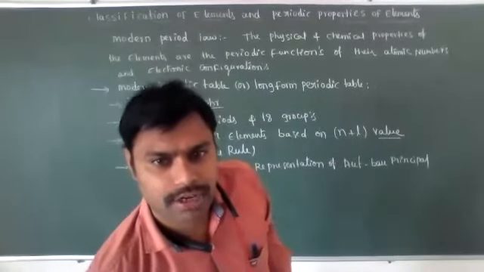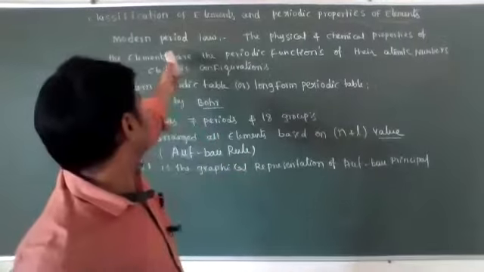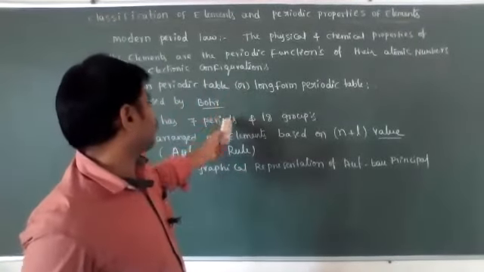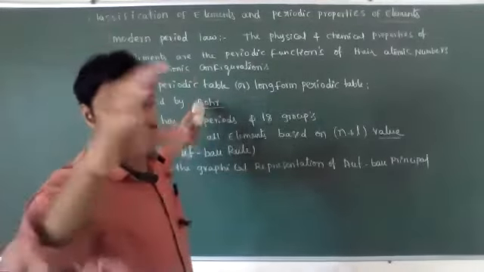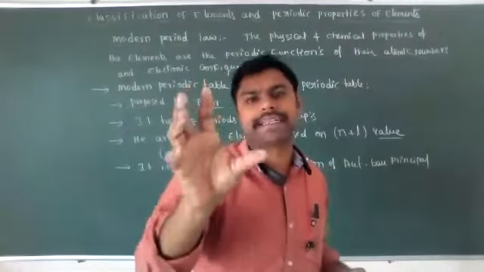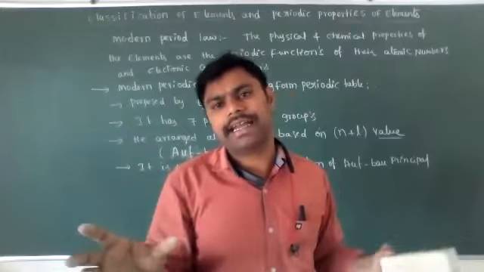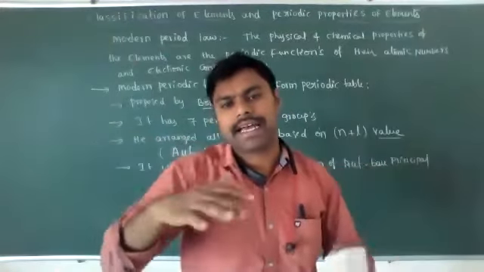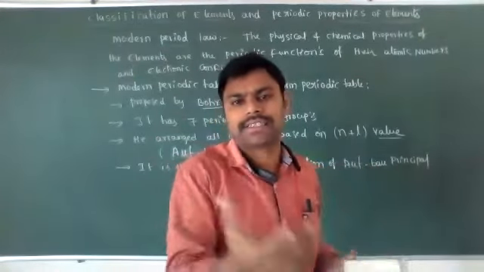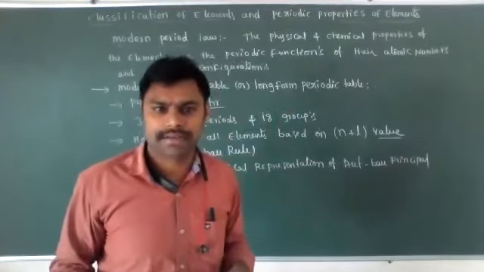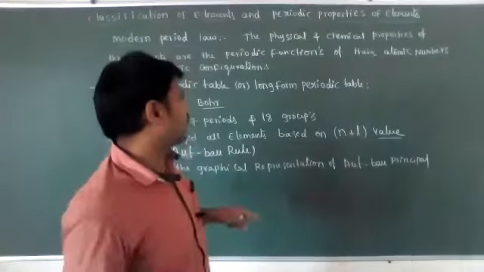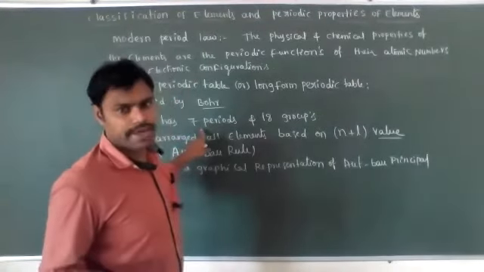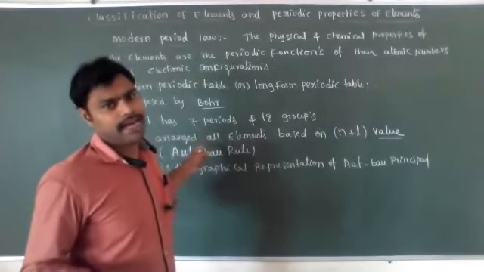Modern periodic table. Here it is written very clearly: the modern periodic table is proposed by Bohr only. Moseley considered the atomic numbers, but he was unable to explain the total elements. He classified just around 90 elements, about 92. The remaining elements were classified by Niels Bohr based on their n plus l values.